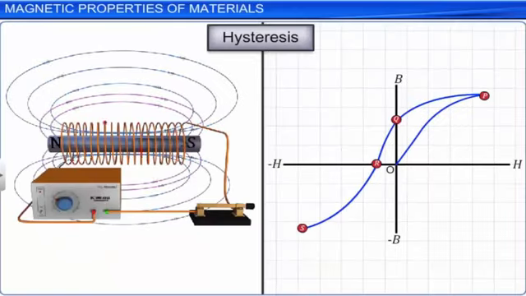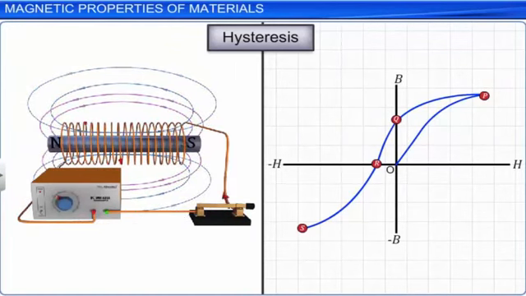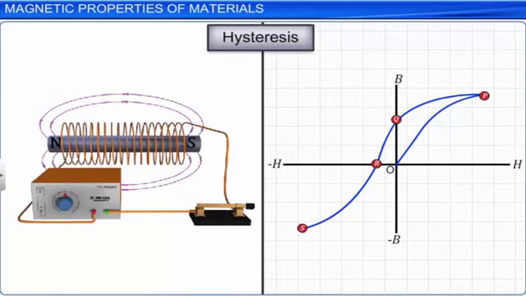Again, decrease the magnitude of current in the reverse direction such that the applied magnetic field H also decreases and becomes 0. But the magnetic field strength in the ferromagnetic material is not 0. This is represented by ST in the graph. And finally, increase the current in the original direction.